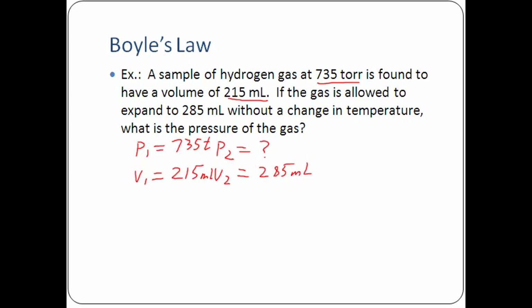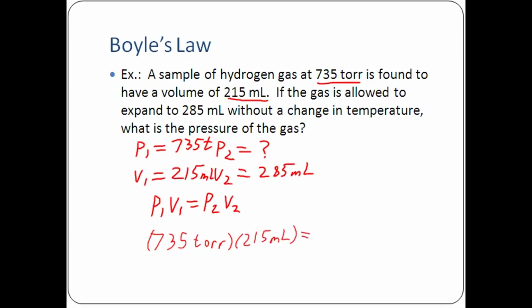So we'll set up our equation here. Boyle's law says P1 V1 equals P2 V2. And so our original pressure here is 735 torr, times V1, which is 215 milliliters, equals P2, which we don't know, times V2, the volume, 285 milliliters.